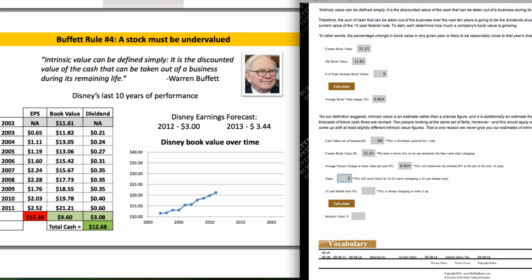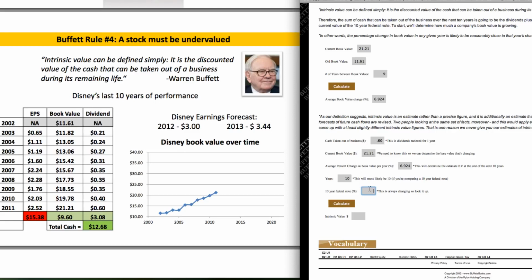Okay, so the years, we're going to go ahead and use 10 years because we're going to be comparing this to a 10-year federal note. Although you used 9 years on the top calculator, that has nothing to do with the bottom calculator. That top one is just how many years were between your two book value figures. Down here, this is a completely different number, so don't let that confuse you. You're almost always going to put 10 years in here, especially if you're comparing it to a 10-year federal note, which we are.